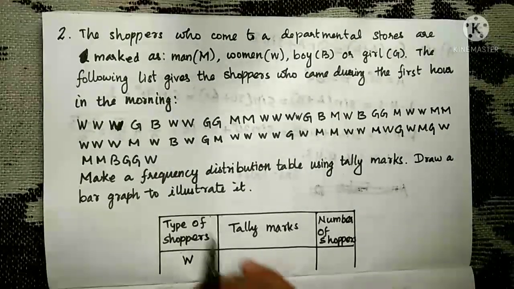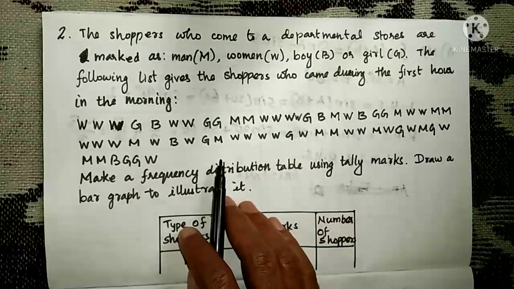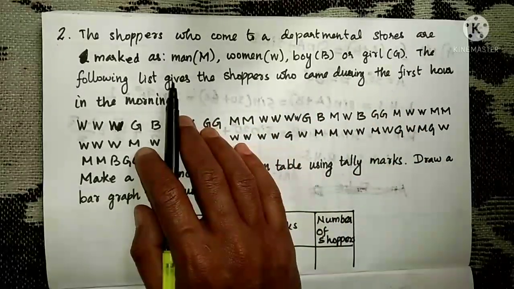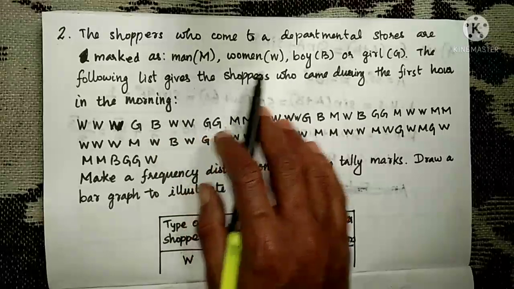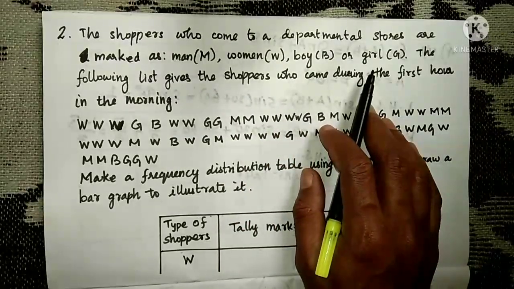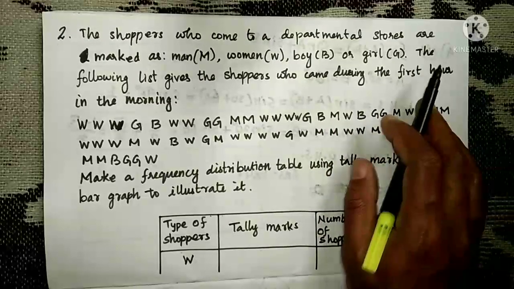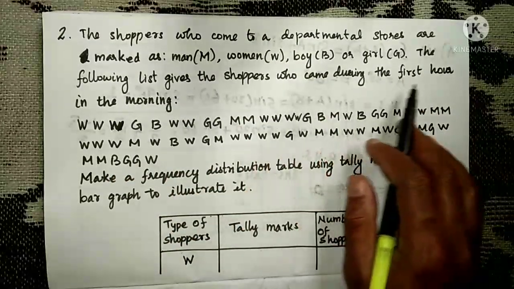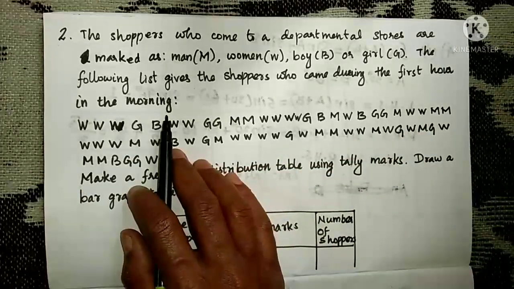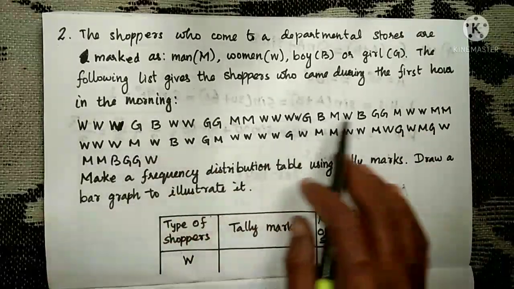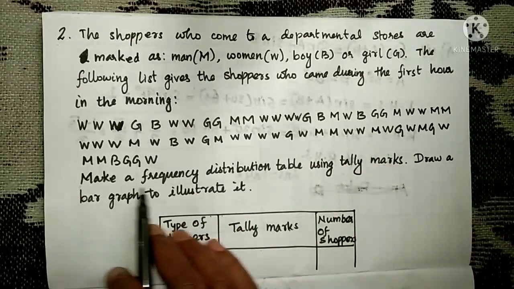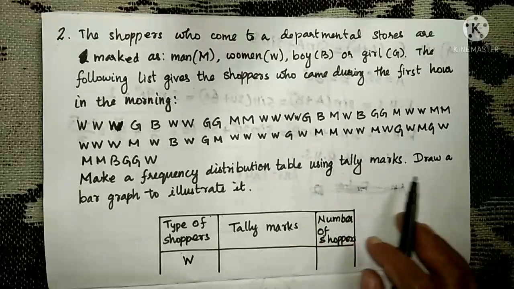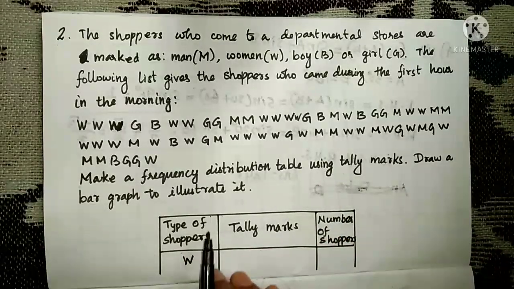Second question: the shoppers who came to a department store are marked as men, women, boy or girl. The following list gives the shoppers who came during the first hour in the morning. So this is the list given. Make a frequency distribution table using tally marks. Draw a bar graph to illustrate it.